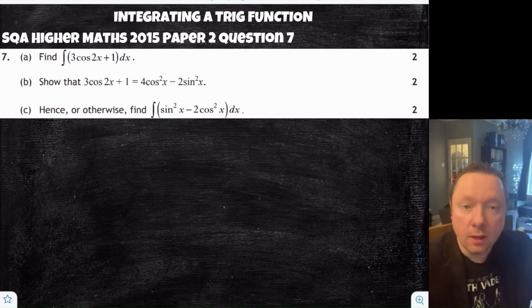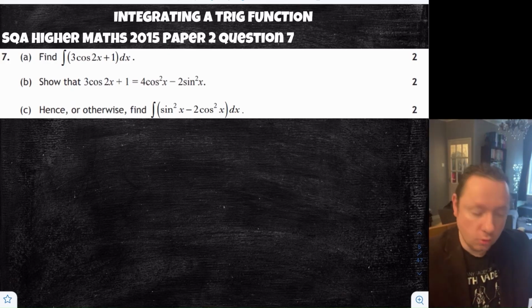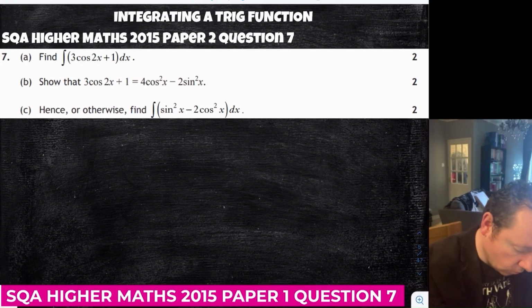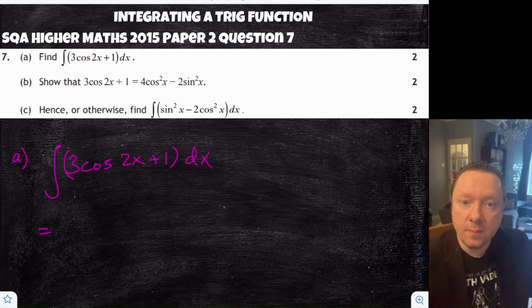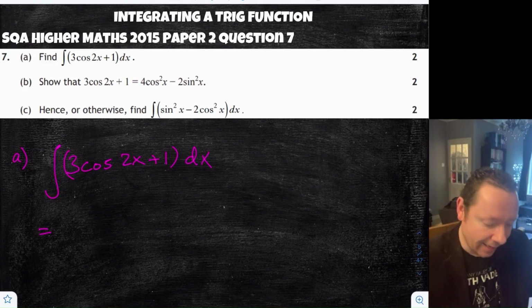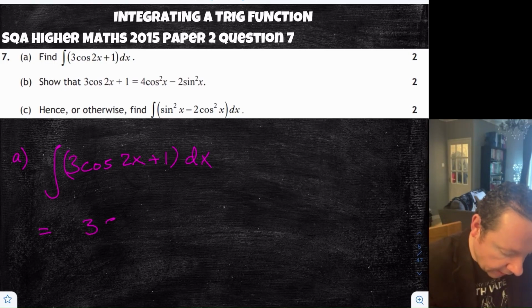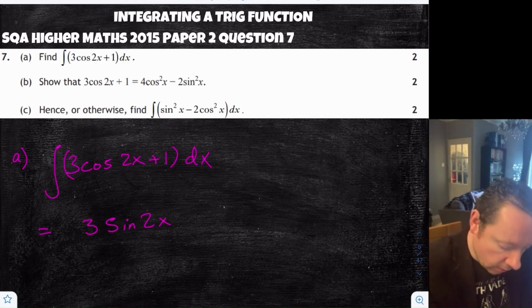Integrating a trig function, which also ties in with the chain rule. So we've got SQA Higher Maths 2015, paper 2, question 7. Part A, find the integral of 3 cos 2x add 1. So we've got the integral of 3 cos 2x plus 1 dx. You don't need to have a headache here. Check the start of the exam paper, it tells you if you integrate cos, you get sine. So I know what that's going to give me: sine. So we've got 3 sine 2x. The 1 integrates to x, but we'll get there in a minute because you need to be careful here.